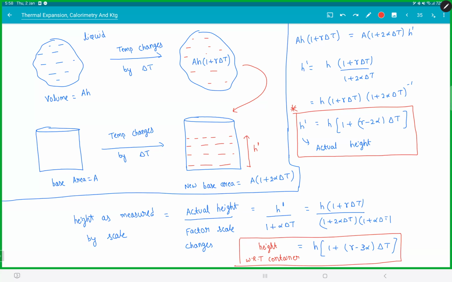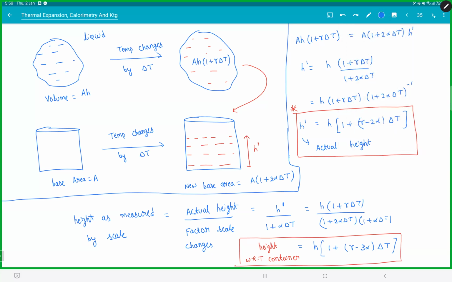The difference between these two problems is, in this case, when the container expanded, your height got messed up, agreed, but you're actually using a proper scale from outside. In the second case, the height got messed up. On top of it, you're also using a scale which also got messed up. You're getting it? That's a double error. That's why you got one more 1 plus alpha delta t in the denominator. Is this making sense, everyone? But let's try to understand what each means. But any doubts on this page, please ask.